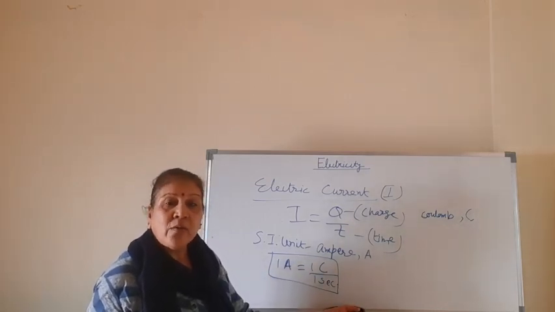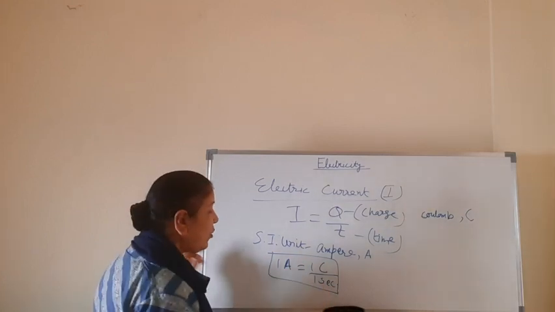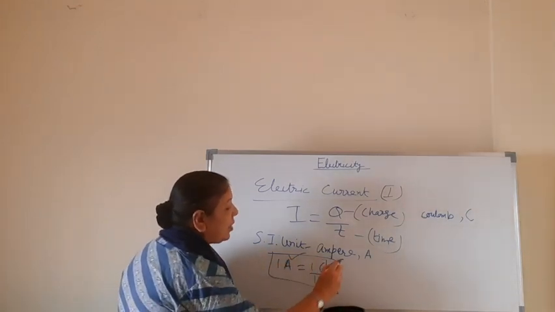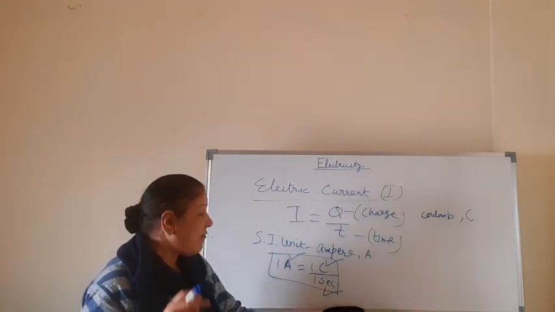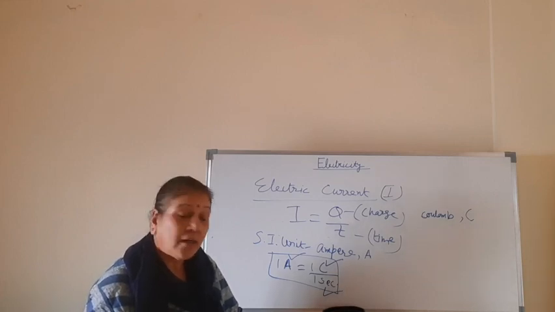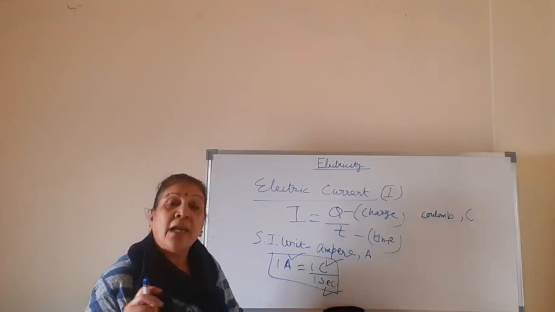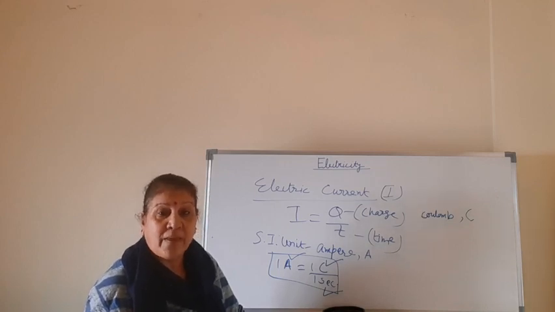What is 1 ampere equal to? 1 C by 1 sec. So you have to include in your definition the ampere, the coulomb, and the seconds also. So again, when 1 coulomb of charge flows in a circuit or in a conductor for 1 second, the electric current flowing through it is said to be 1 ampere.